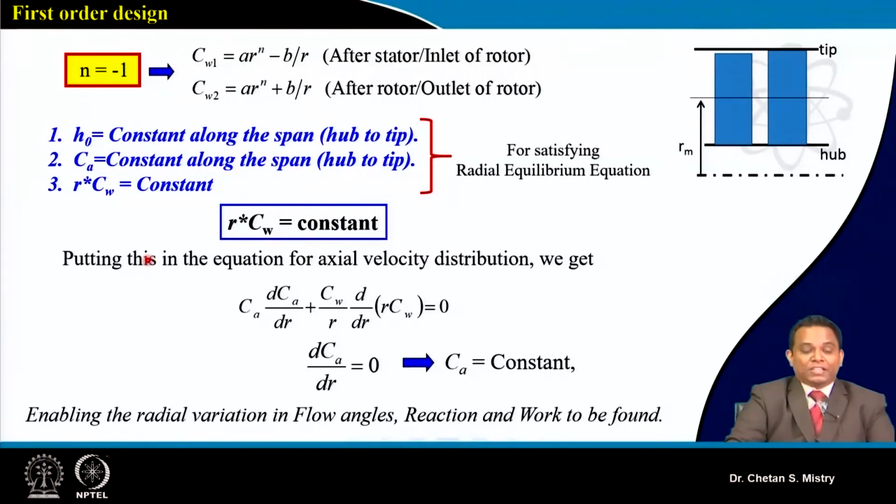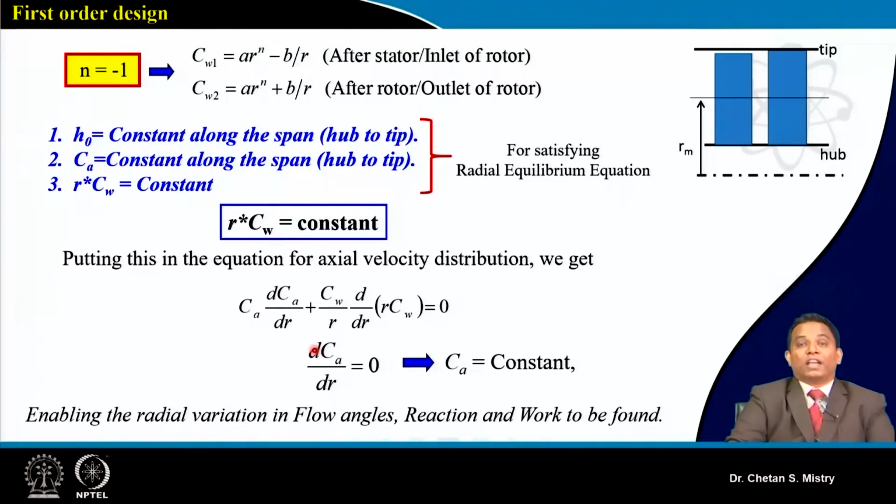And if we make the assumption that my H0 is constant, then in my equation I can write down this formulation: Ca dCa by dr plus Cw by R d by dr of R Cw equals 0. In that equation, if we put our Cw into R equal to constant, it says my dCa by dr comes to be 0. The meaning is my axial velocity remains constant.